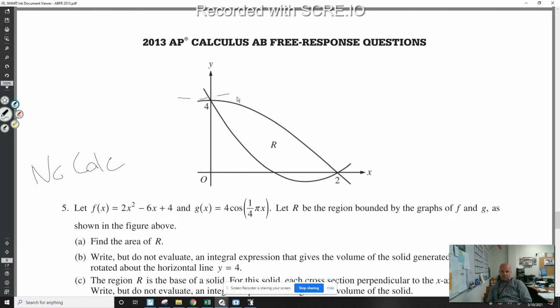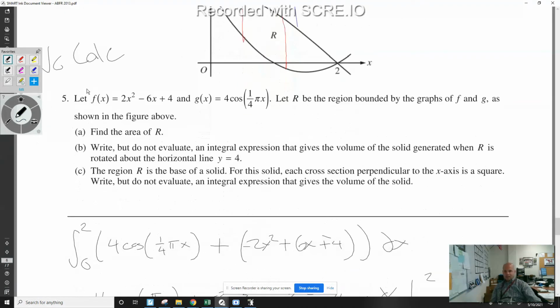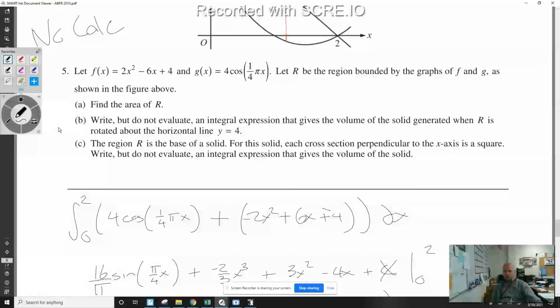Now, you know what we haven't seen? Revolving around any vertical lines. So just be careful. I feel like we're due for that. But all right, I don't have to draw everything as long as you understand that the outside goes to the parabola, the inside goes to the cosine. You get to write but not evaluate. That's nice. So I can do it right here.